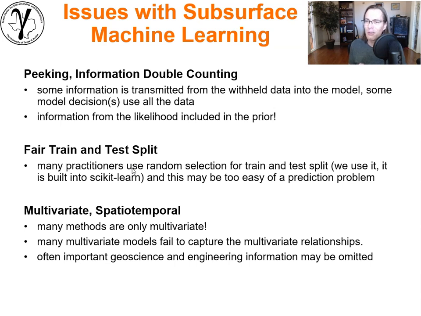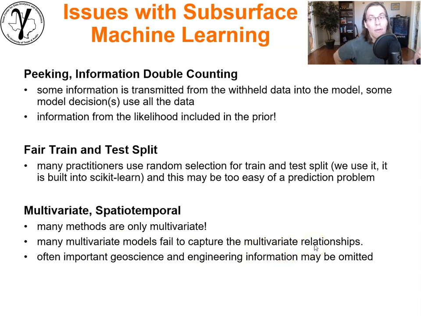We might actually be too challenged with our train test split if we do some type of withheld, more designed method. So we've got to really work that out. Multivariate spatial temporal settings: many of the methods we're using really are truly just multivariate models. They treat the data set like it's just samples with no spatial or temporal context whatsoever. In fact, and even beyond that, many multivariate models fail to capture the full multivariate relationships.